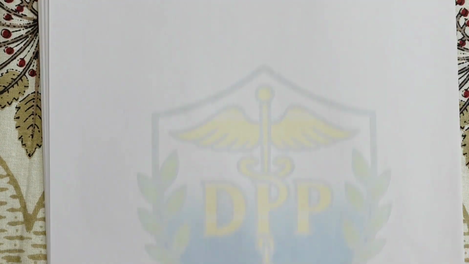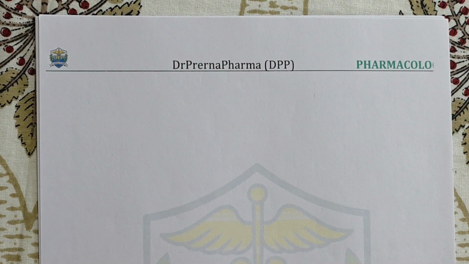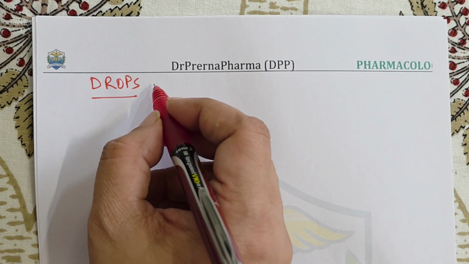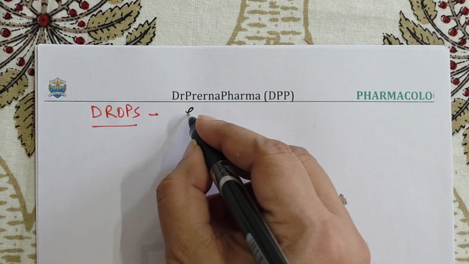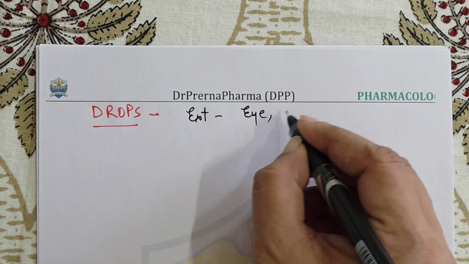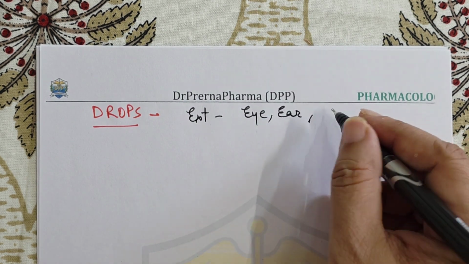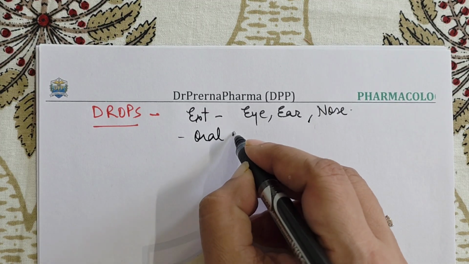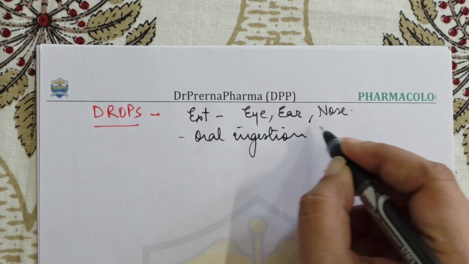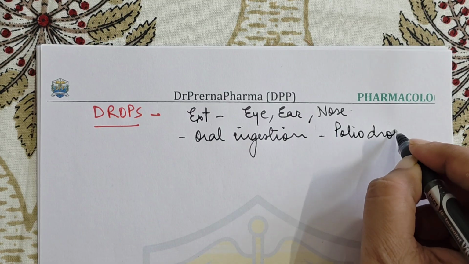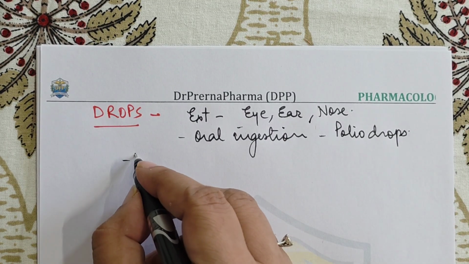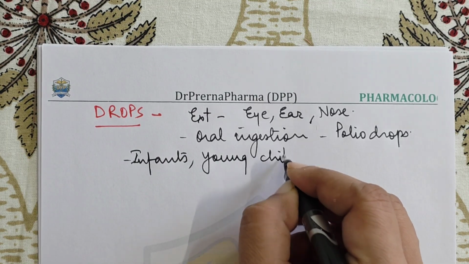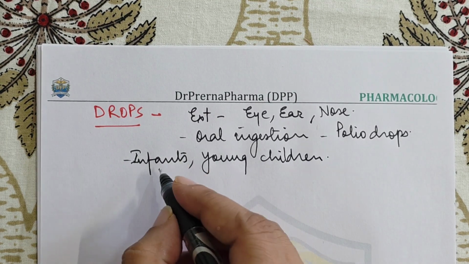Now coming to the next liquid dosage form, that is drops. Drops are very commonly seen dosage forms. For external use, we have seen eye drops, ear drops, and nose drops. Even for oral ingestion, sometimes drops are given to patients or children, like polio drops. So these are drops. They are good for infants and young children. They are given with the help of a dropper only, because it is easy to take.